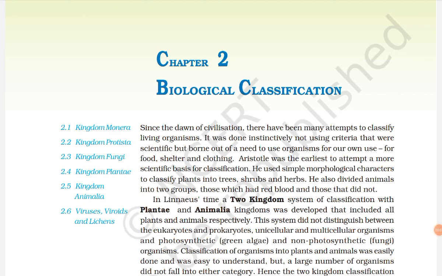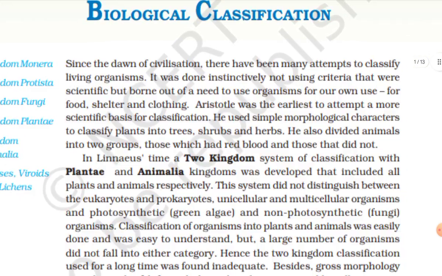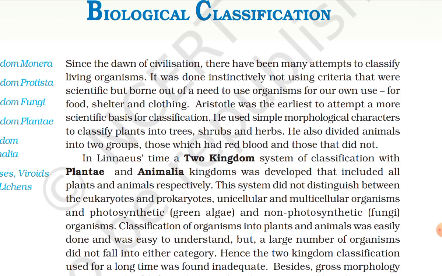Chapter 2, Biological Classification. Since the dawn of civilization, there have been many attempts to classify living organisms. It was done intensively, not using criteria that were scientific but born out of a need to use organisms for our own use, for food, shelter, and clothing. Aristotle was the earliest to attempt a more scientific basis for classification.